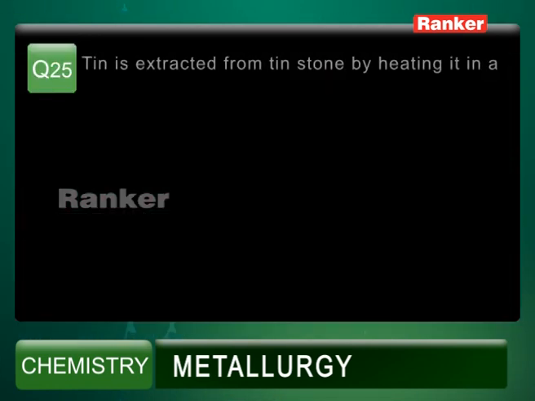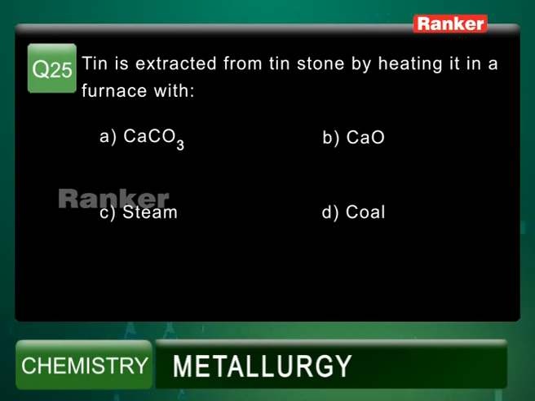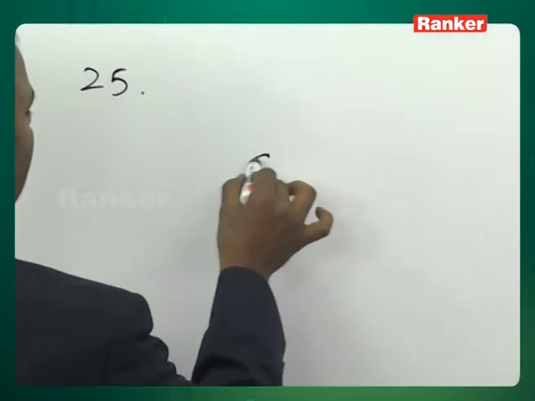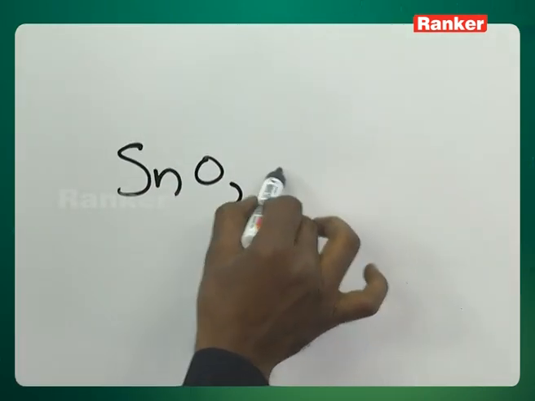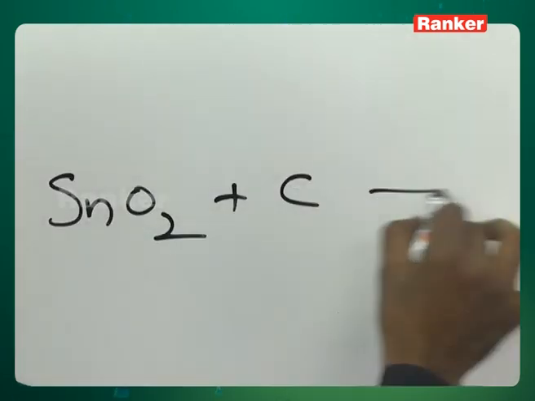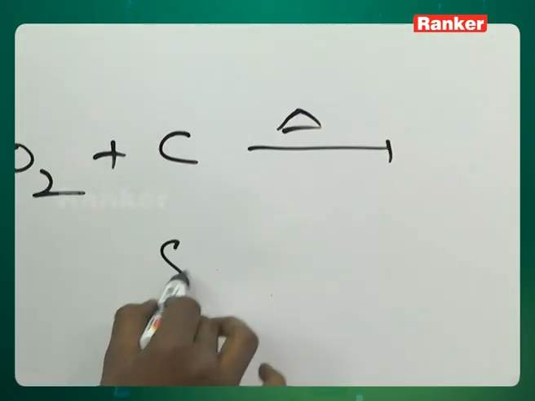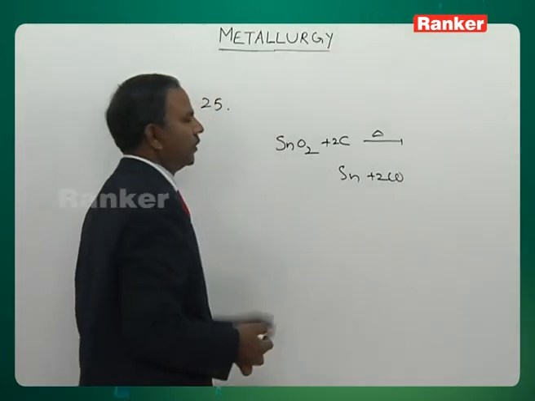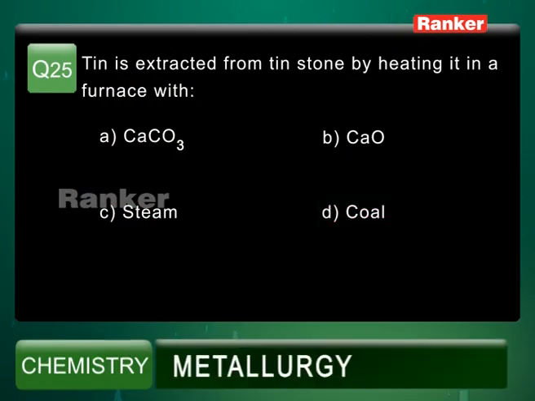Question number 25, tin is extracted from tin stone by heating it in a furnace with A. calcium carbonate, B. calcium oxide, C. steam, D. what? Coal. Generally, tin is extracted from tin stone or cassiterite. This is what? SnO2. SnO2 treated with what? Coke or coal. Then this is Sn plus 2CO, from SnO2 plus 2C. In this way, tin can be extracted. Therefore, question number 25, answer is D.